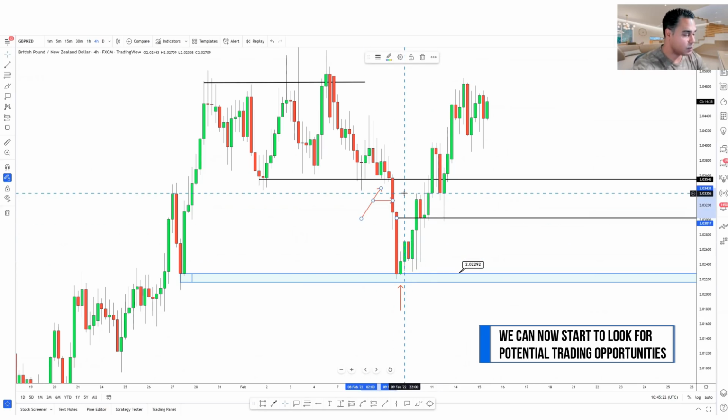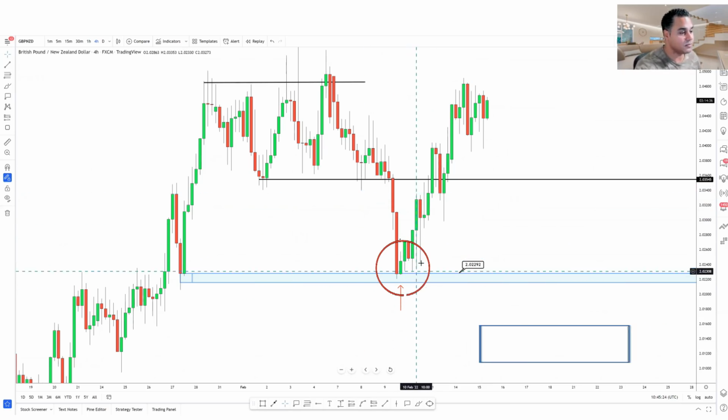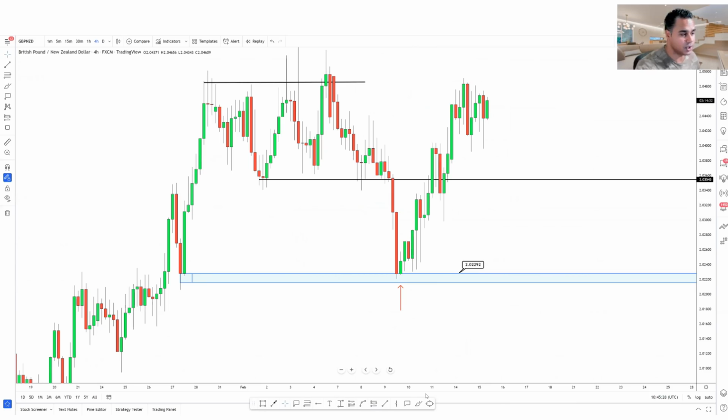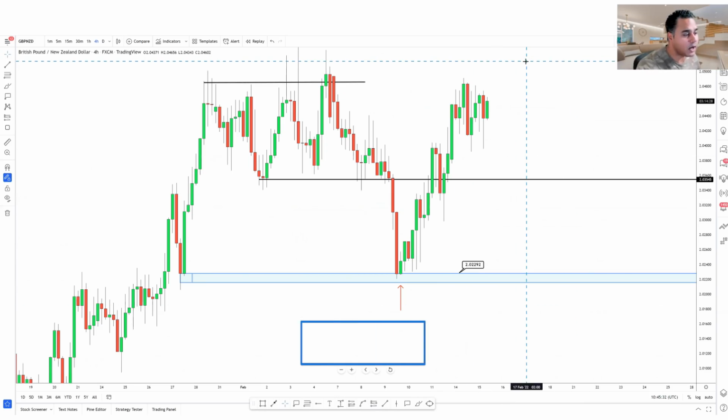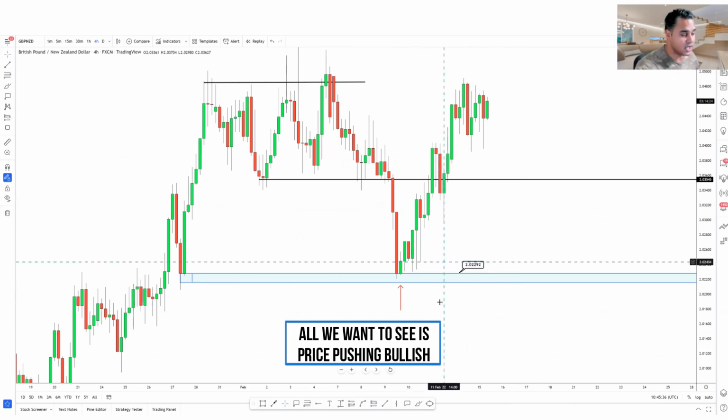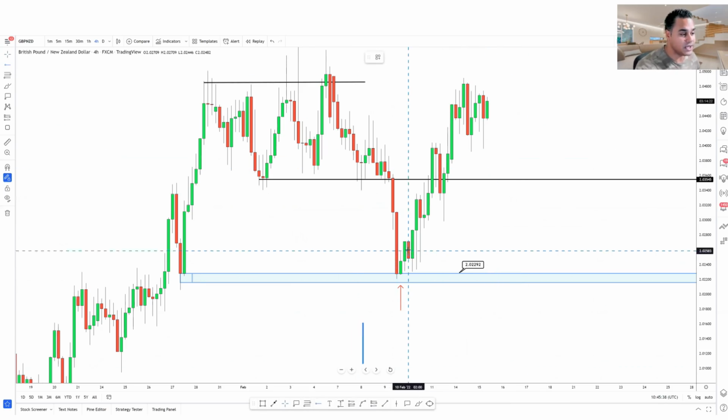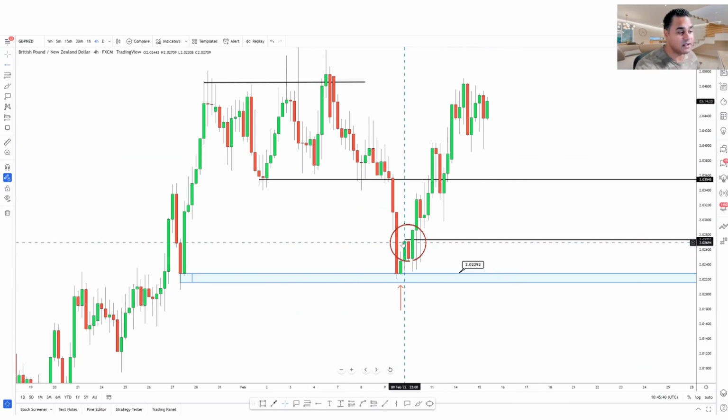What we want to be doing is seeing a shift from this level to identify that price is going to continue bullish. Now, let me make this very clear. We don't care if price makes a new higher high. All we want to see is price pushing bullish. And as part of that behavior, what we need to do is isolate a level in the market where price is failing to break above.